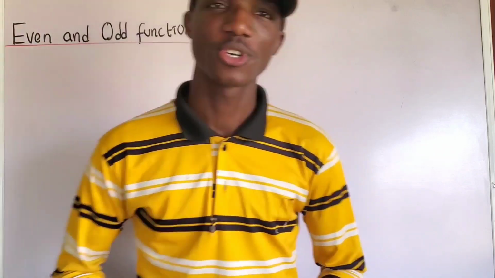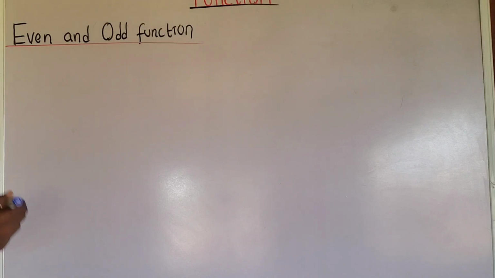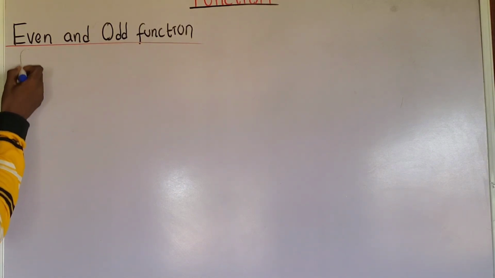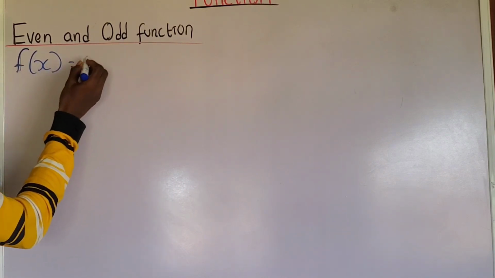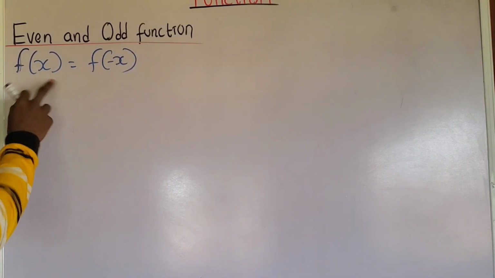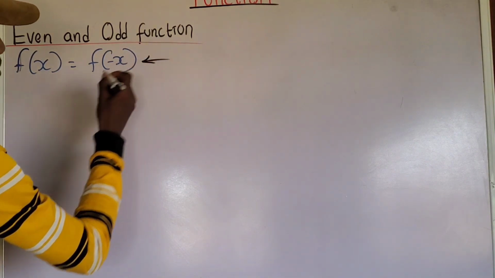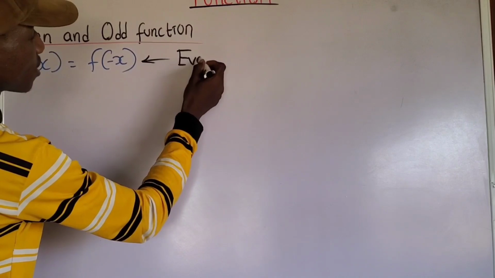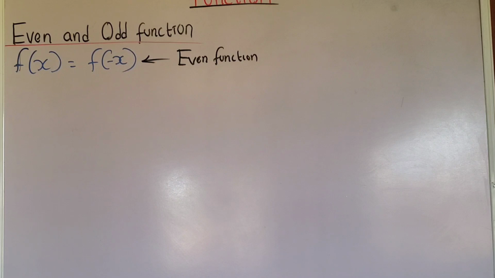When do we say a function is even or odd? A function is said to be even if it satisfies this condition. Any function that you are going to call an even function must satisfy this condition. What is the condition? f of x must be equivalent to f of negative x. If a function satisfies this condition, that means such function is an even function. Please note it, even function.